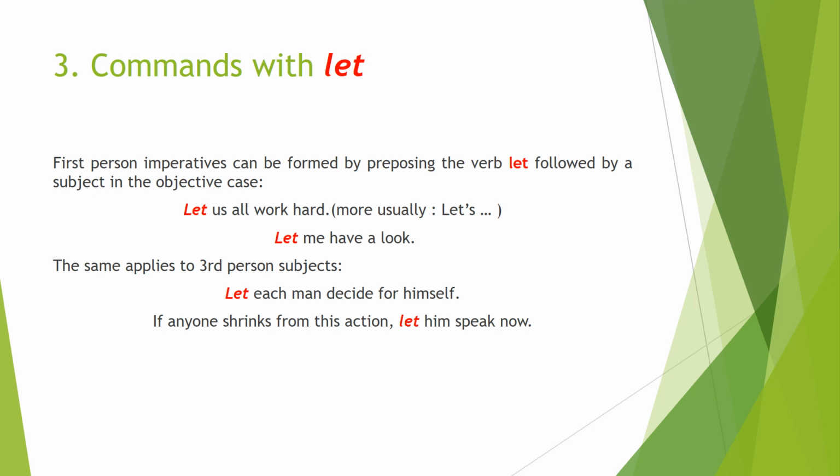Also, after let, we can use third person subjects. Let each man decide for himself. Each man, here, this is the object for let. I am ordering each man. Or if anyone shrinks from this action, let him speak now. Him. Let him speak now. So him here, I didn't say you speak now or he speaks now. No, I said let him speak now.